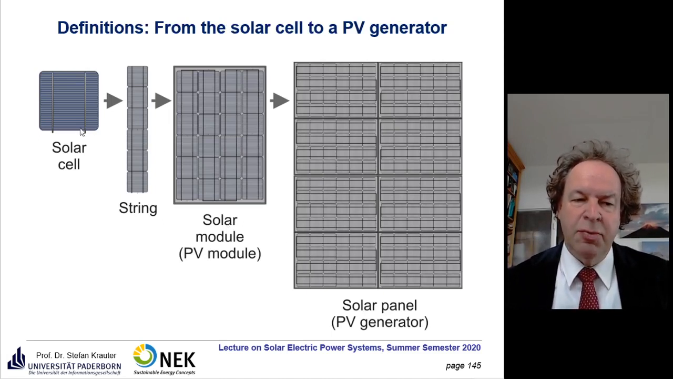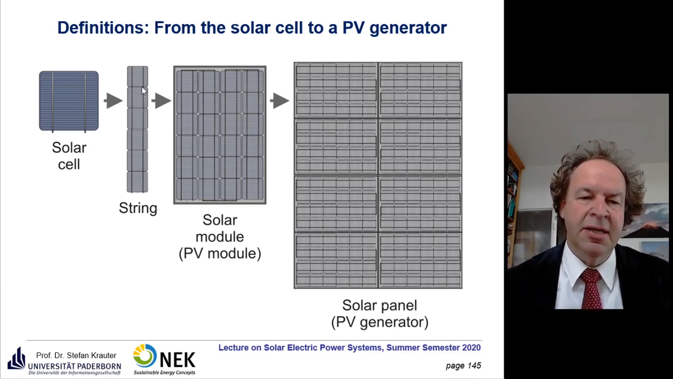Last lecture we discussed the manufacturing of silicon and of solar cells. Now we interconnect these cells into a string. We interconnect them in series, so all the voltages of the solar cells are added. The current remains the same. That's an important fact because the cell with the lowest current defines the total performance of the string.